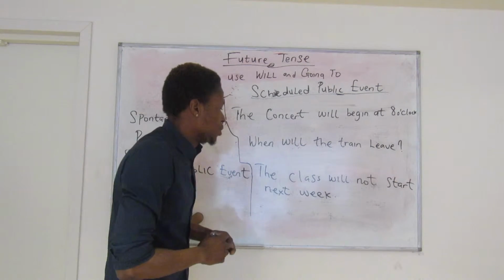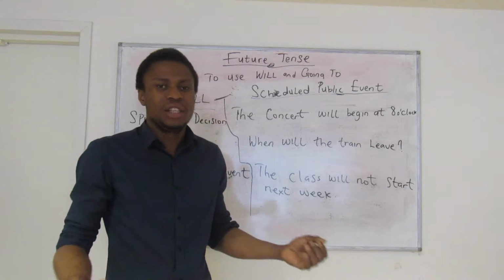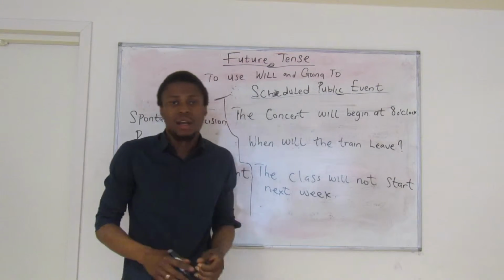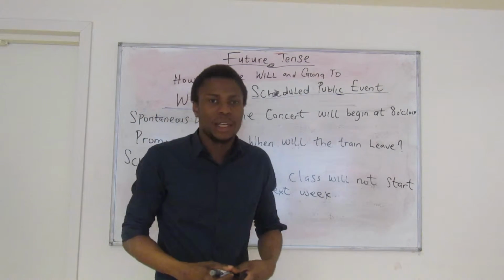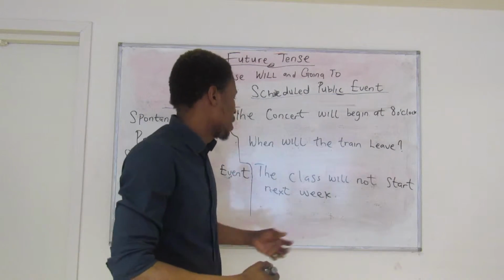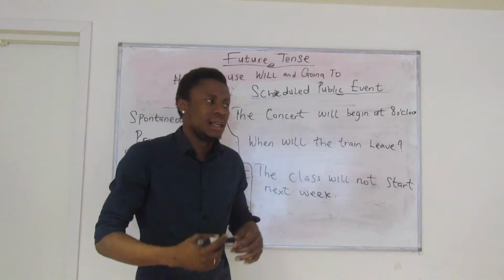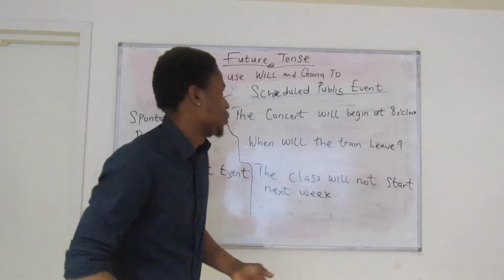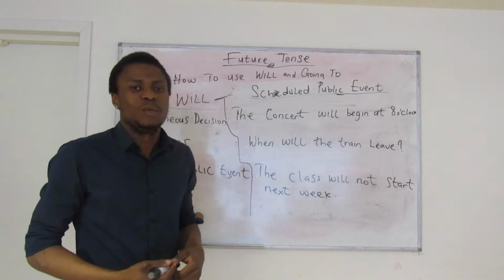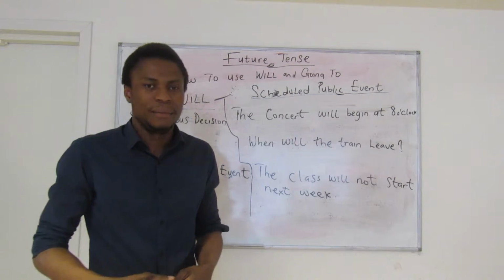The next example is: the class will not start next week. Now, we have a schedule, right? My teacher or my professor tells me, "Guys, there will be no class next week." So now that is the schedule for next week. We don't have a class. So you use will to explain a scheduled event, like the class will not start next week, or the concert will begin at 8 o'clock, or when will the train leave?